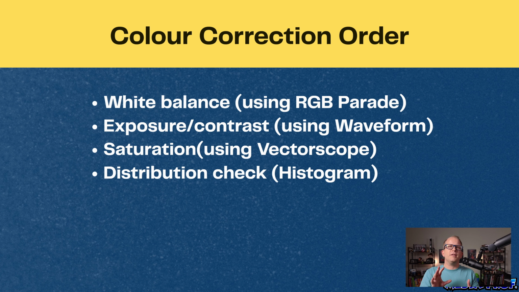When you're correcting a shot, here's kind of an order that I would recommend. First, you're going to work with and correct white balance using the RGB parade. Then you're going to adjust exposure and contrast using the waveform. Then you're going to fix saturation with the vectorscope. And finally, you're going to check the histogram for overall tonal distribution as well. So that's kind of the order that I would follow when it comes to color correction, and that's something we will look at in the next video in this series.